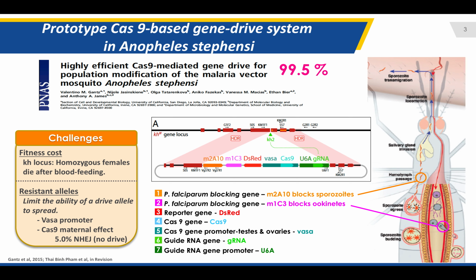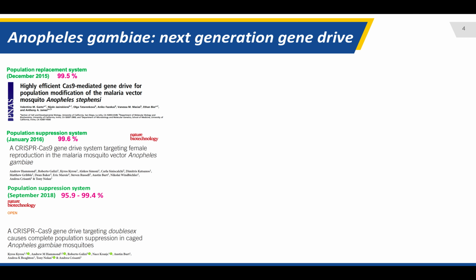The second challenge that we identified is resistant alleles. The resistant alleles limit the ability of the drive to spread into populations. We believe that the resistant alleles are due to the high activity of the Basa promoter, which results in Cas9 maternal effect. In this system, we observe around 5% of resistant alleles or non-homologous end-joining events, which give us no drive in further generations. So far, there are 3 gene drives in mosquito.